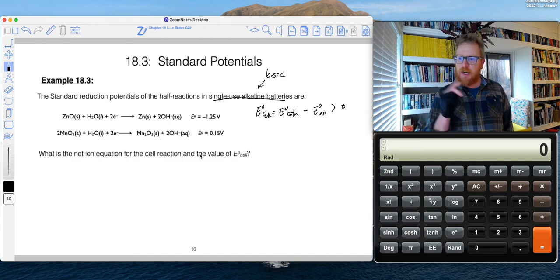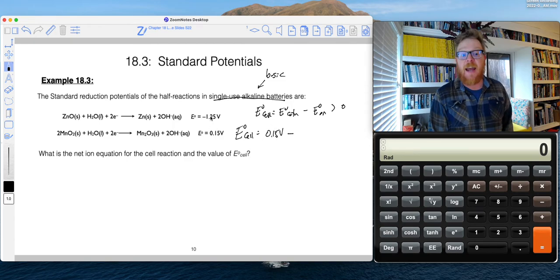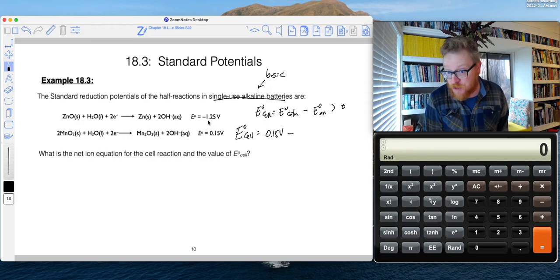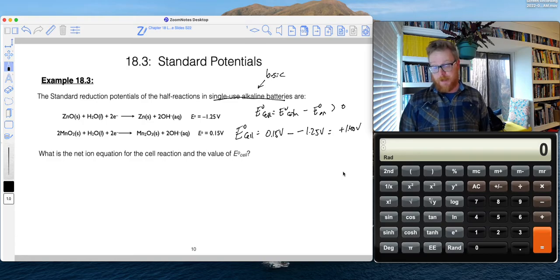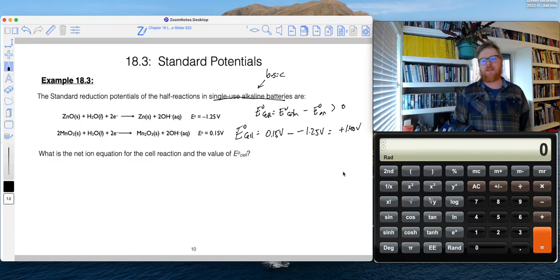So if I was good at just recognizing that, then the way I could do this calculation would be cathode minus anode. So that would be 0.15 volts minus, and I subtract it as a reduction potential, so it's going to be minus negative 1.25 volts, which equals positive 1.40 volts. Okay, so that gives us the cell potential right away.